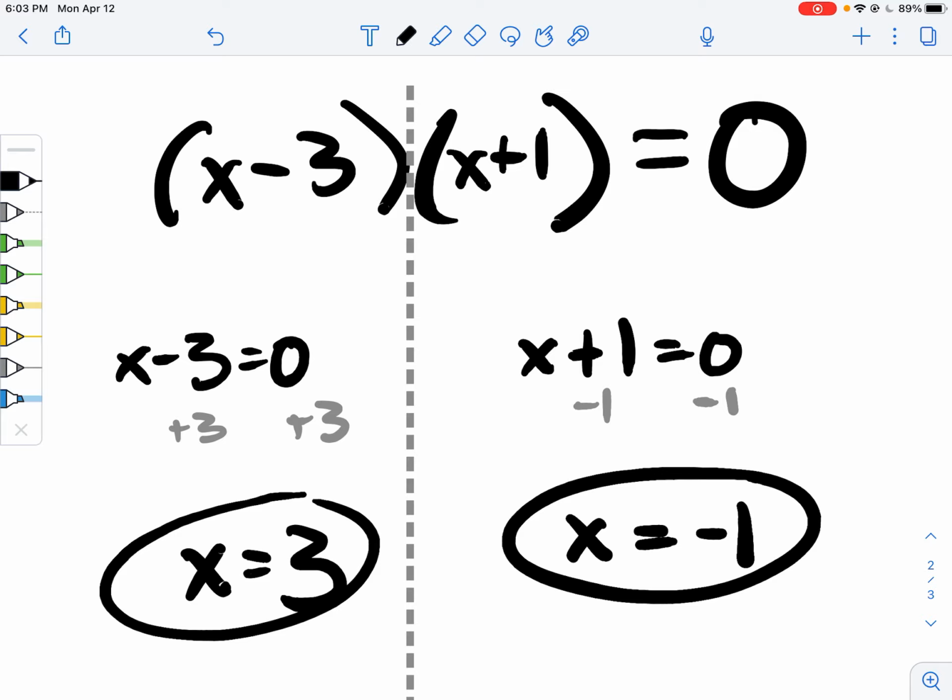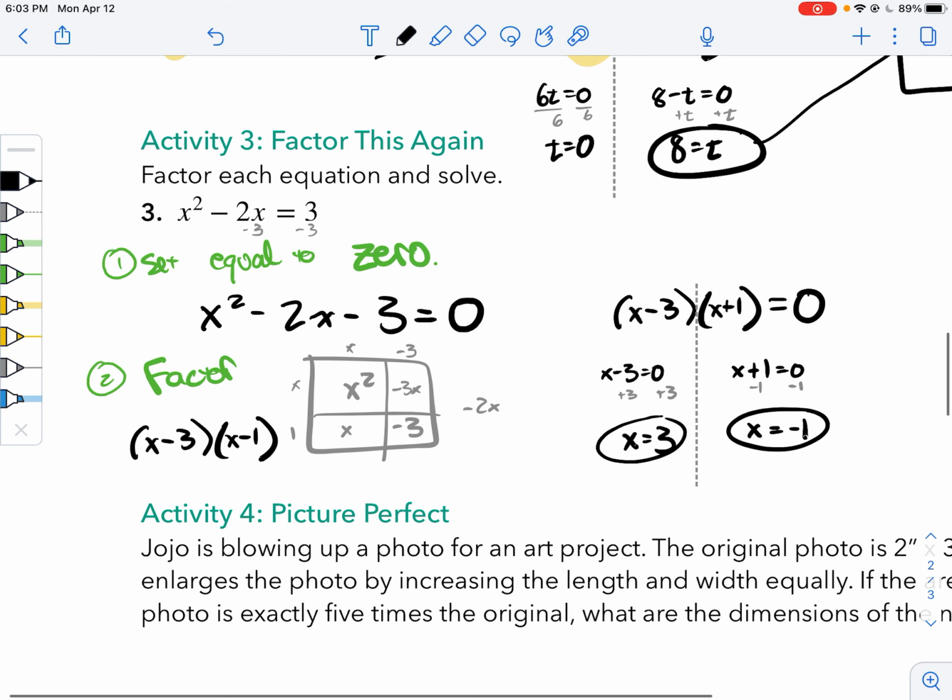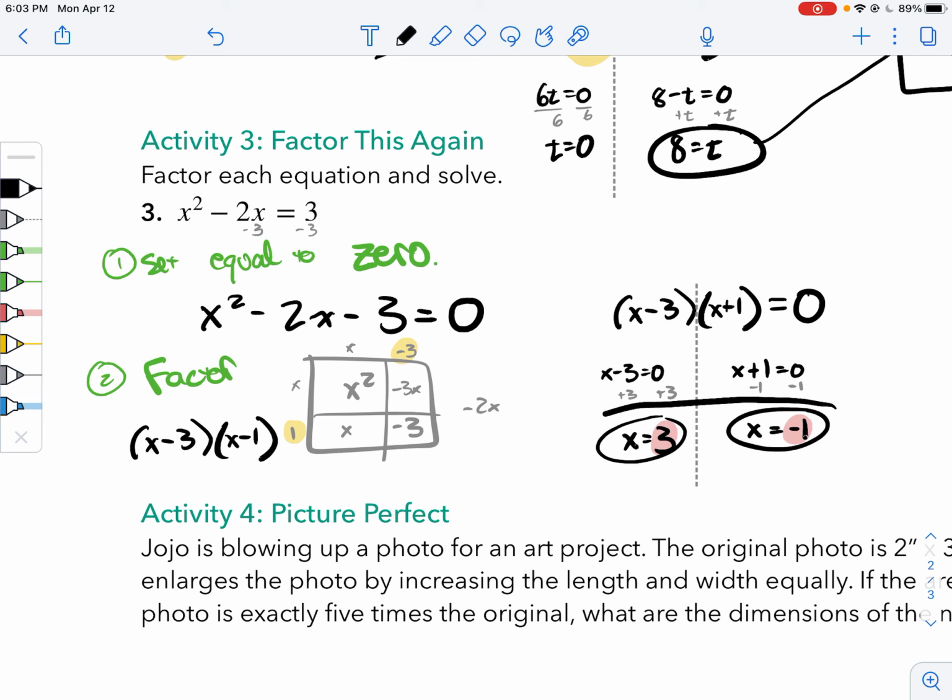Whoa, that's like broken deja vu. Because the numbers we were looking for were negative 3 and 1, and now we found their opposites, 3 and negative 1. Isn't that funky? That's also no accident. But anyway, this is our solution right here: x equals 3 and x equals negative 1.